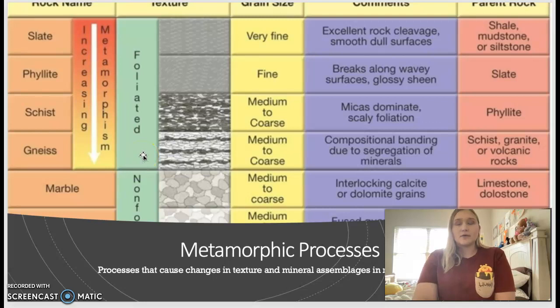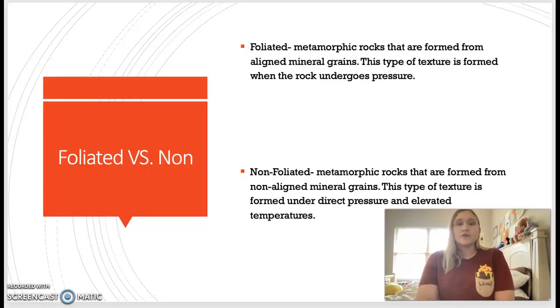This process is about heat and pressure and the different textures and grain sizes that the rocks give off. Foliated versus non-foliated: foliated rocks are metamorphic rocks formed from aligned mineral grains. This type of texture is formed when the rock undergoes pressure. Non-foliated rocks are metamorphic rocks formed from non-aligned mineral grains. This type of texture is formed under direct pressure and elevated temperatures.